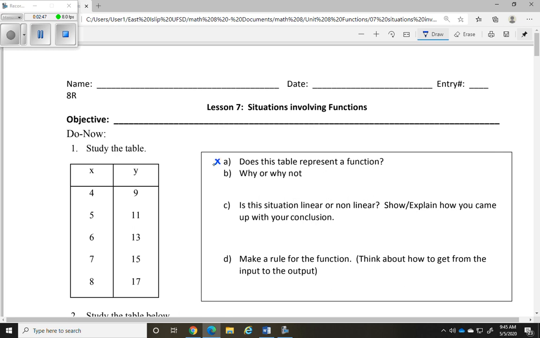So first, in part A, it's asking, is it a function? So to determine if something's a function, every input has to have one output. The inputs, remember, are your x values. The input of 4 only has an output of 9. The input of 5 only has an output of 11. The input of 6 only has an output of 13. The input of 7 only has an output of 15, and the input of 8 only has an output of 17. Each input has one output. So yes, this is a function.